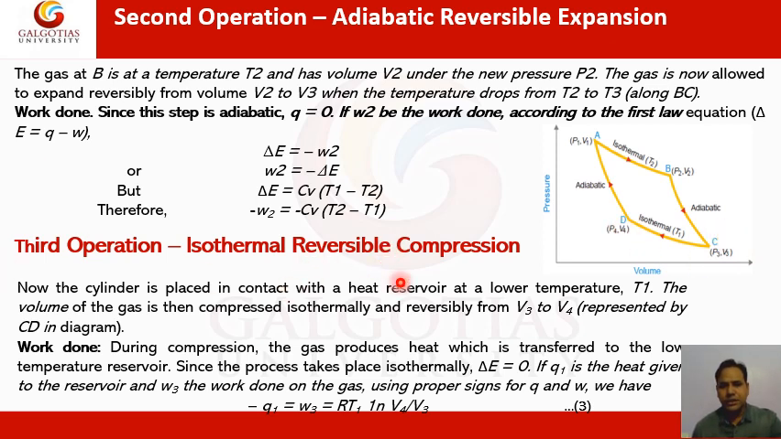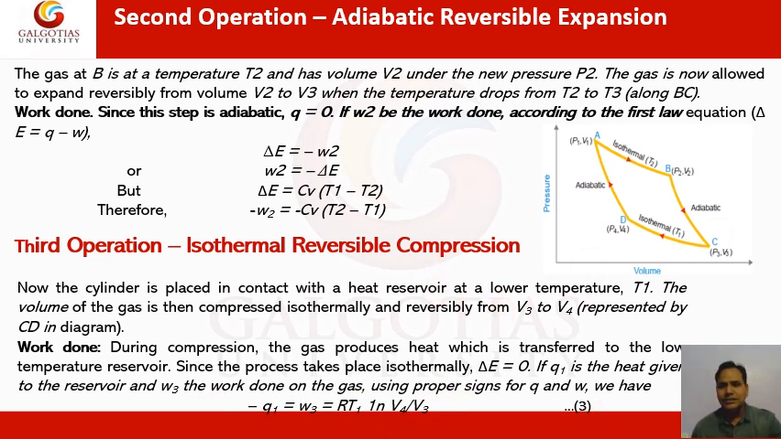During the compression work, the gas produces heat which is transferred to the low temperature reservoir. Since the process takes place isothermally, delta E is equal to zero. If Q1 is the heat given to the reservoir and W3 is the work done on the gas, then by using the proper sign of Q and W, we have the following equation.